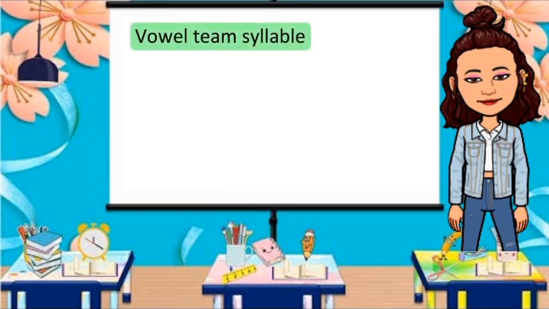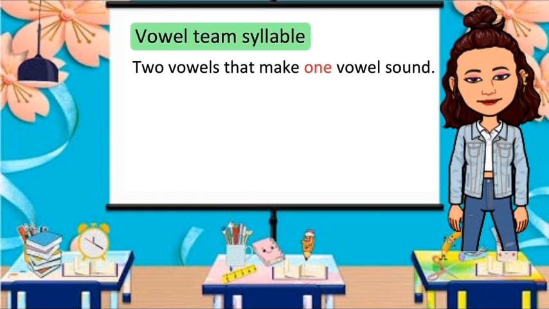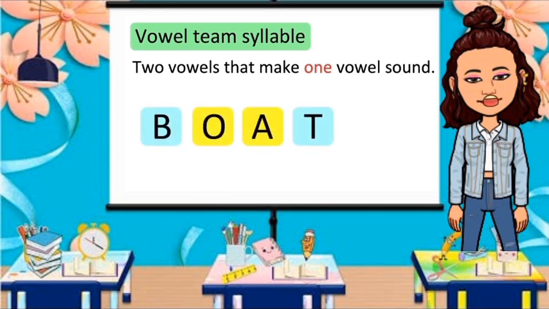Vowel-teen syllable. This type of syllable contains two vowels that make one sound. For example, boat. As you can hear, I only pronounce the vowel O sound. Boat. And the second vowel is silent. This rule applies to vowels EA, AI, OA, EE, AY, and OE.